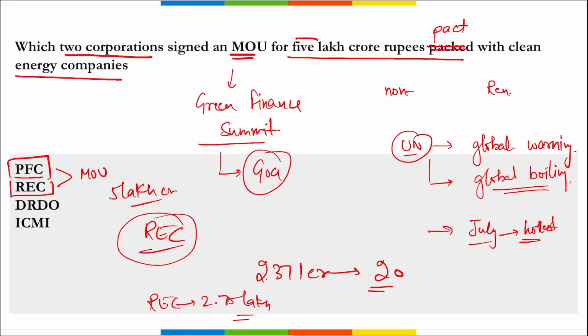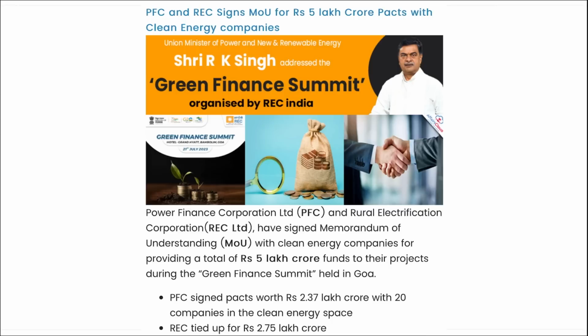Correct? And this Green Finance Summit, remember, is organized by REC Limited in partnership with the Government of India's G20 presidency, right? This was on the sidelines of the 14th Clean Energy Ministerial Meet and the 8th Mission Innovation Ministerial, the meet that was held in Goa between 19th and 22nd of July. Correct? So remember, these two organizations signed MOU worth 5 lakh crore rupees with clean energy companies. And this was during the Green Finance Summit that was held in Goa. Next, here you can see PFC and REC.